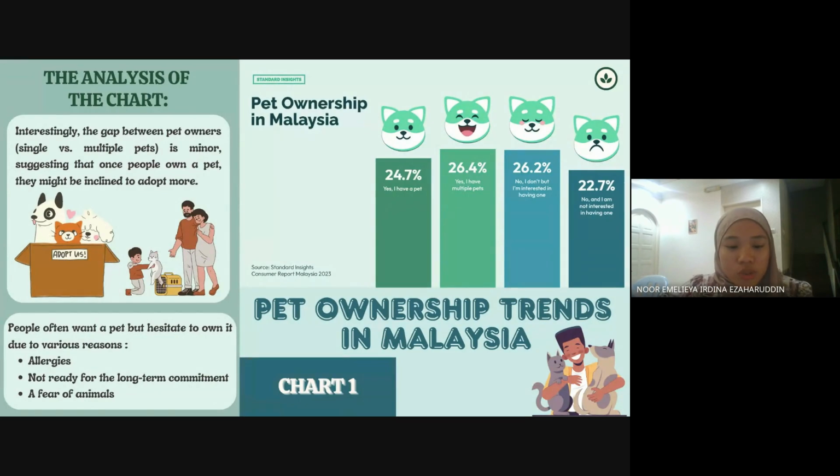The first chart we chose is a bar chart, which shows the results regarding pet ownership among Malaysians. It categorizes respondents into four groups: those who own a pet, those who own multiple pets, those who do not currently own a pet but are interested, and those who are not interested in owning a pet.